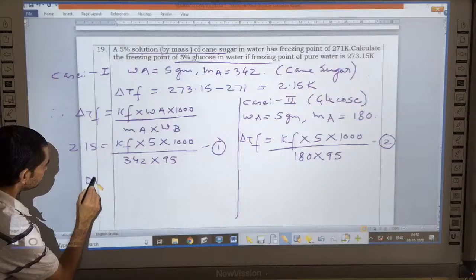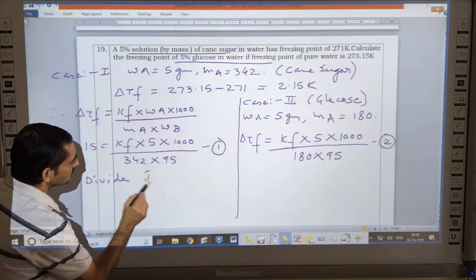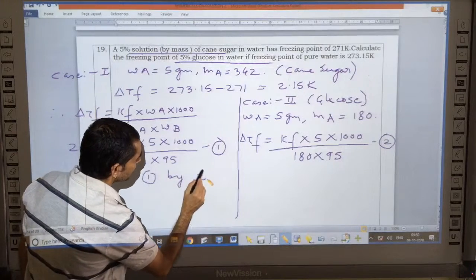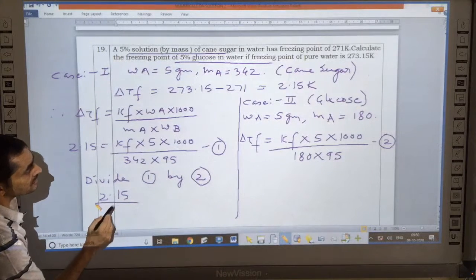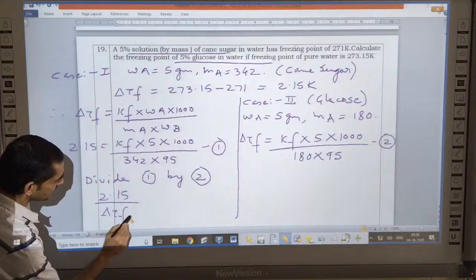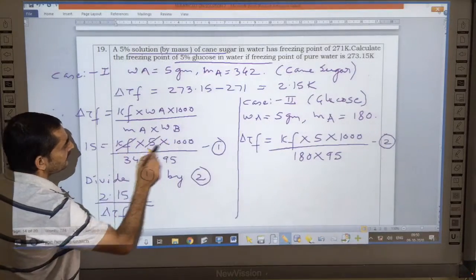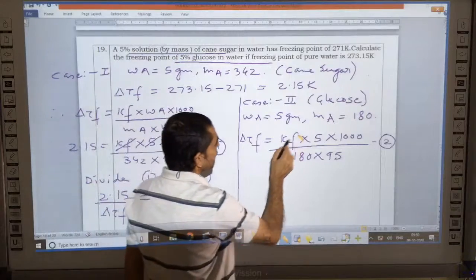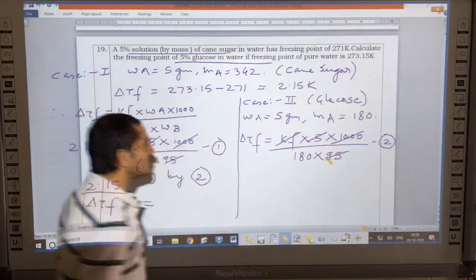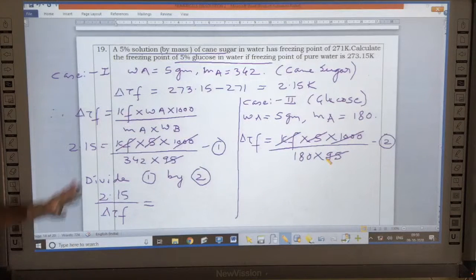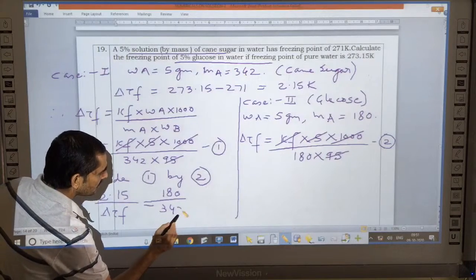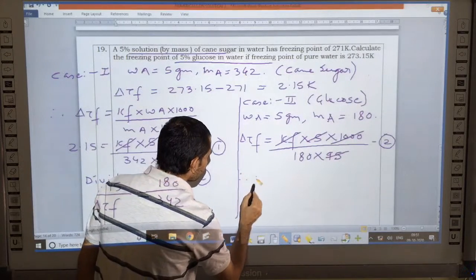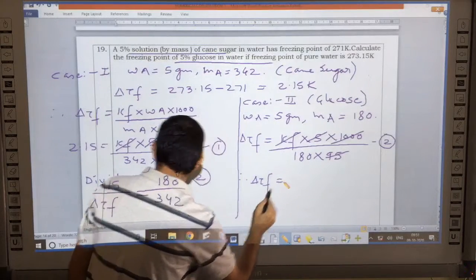Okay, now divide. Here I am writing, divide equation 1 by 2. What are you going to get? You will write directly 1 by 2. 2.15 upon delta TF will be equal to KF into 5 into 1000 upon 342 into 95, divided by KF into 5 into 1000 upon 180 into 95. So all will get cancelled. Clear? So 2.15 upon delta TF, this divided by this, will be equal to 180 upon 342. Now you solve it. Therefore, delta TF is equal to how much?